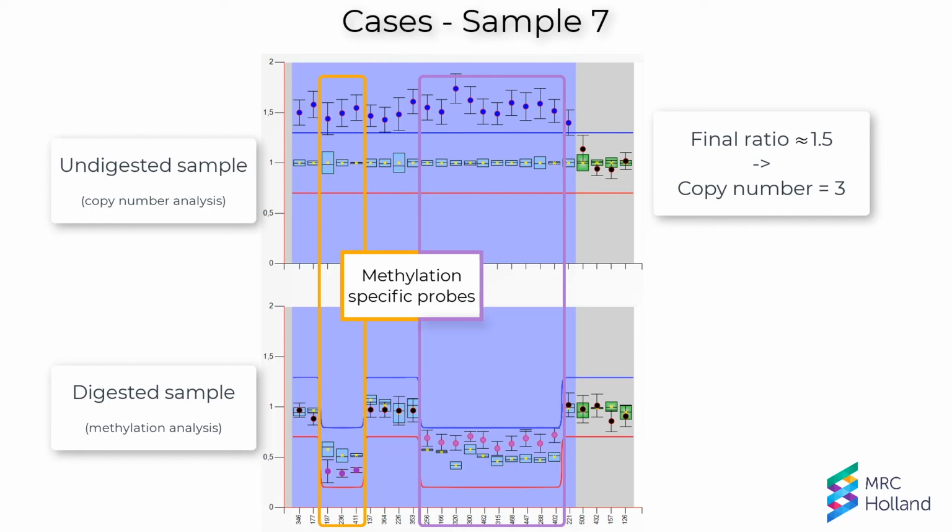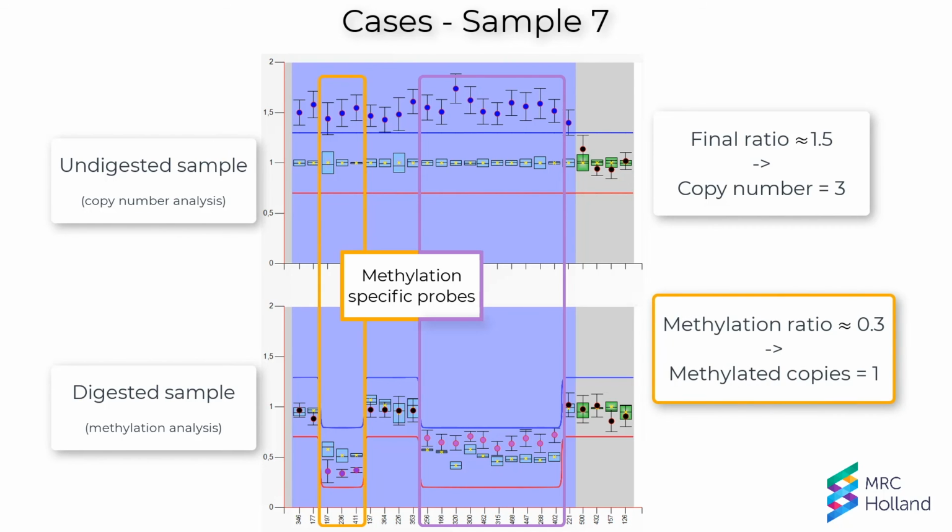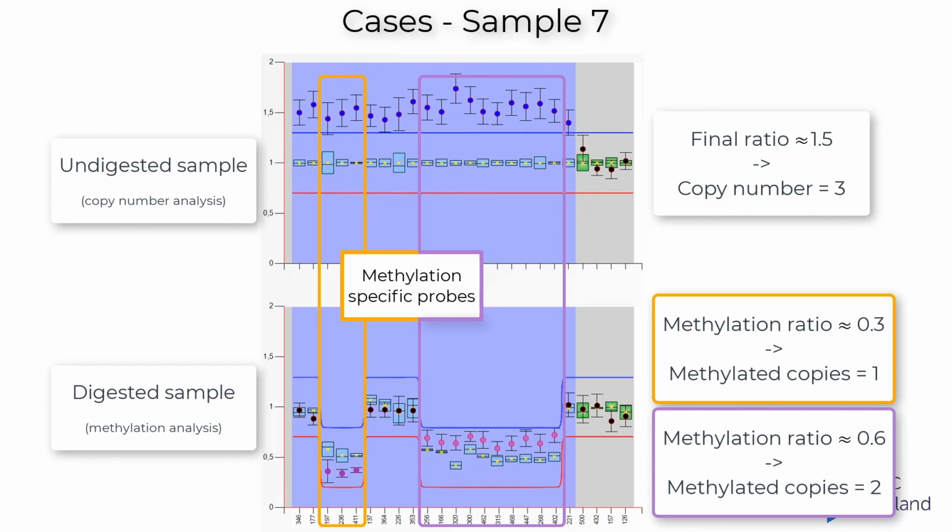The first group has a ratio of around 0.3. This comes down to 1 methylated copy and 2 unmethylated copies. The methylation ratios of the second group lie between 0.6 and 0.65. So for these targets, the situation is the other way around. 2 copies are methylated and 1 copy unmethylated.